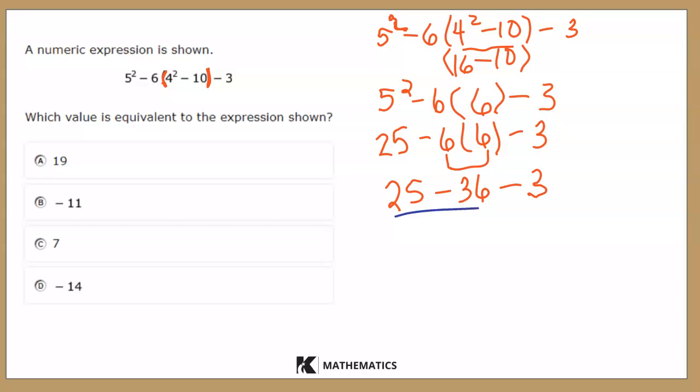If we work left to right, 25 minus 36 is the same thing as adding the opposite, which means I'm really subtracting and keeping the sign of the larger absolute value. 25 from 36 is 11, and 36 has a larger absolute value, so negative 11 minus 3. When we work this last step, again it's like adding the opposite. So we have negative 11 plus negative 3, which gives us negative 14, and we see that over here.